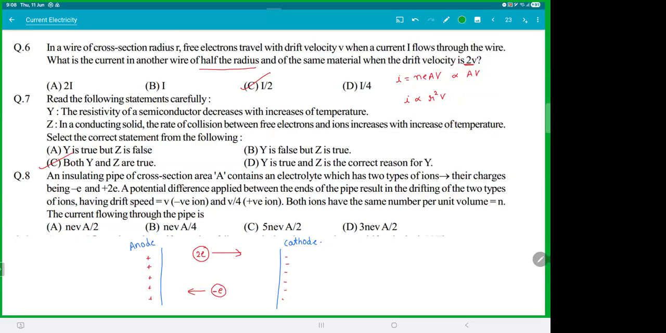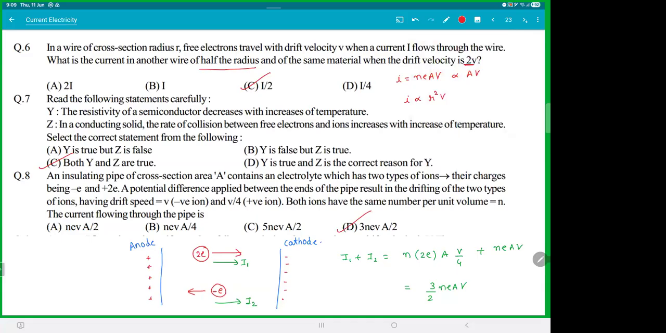Now, in the beginning, I told you something. The flow of positive charge is called current. So this guy will generate a current I1 in this direction. If the electron goes left side, the current will be in this direction, I2. That means even though they're going in the opposite directions, the current will add up in the same direction. So current is I1 plus I2. That will be n, e is 2e, area is A, velocity is v by 4 for the positive guy, plus I2 will be nEAv. So this would be 3 by 2 nEAv. D option.